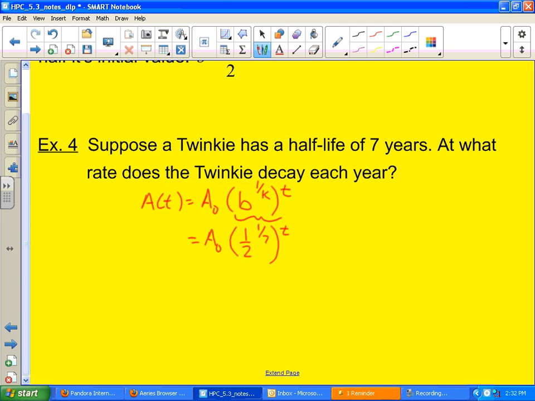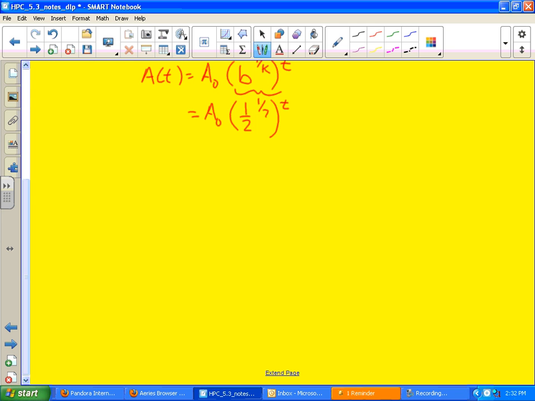And so remember that in this formula, the B to the T over K is the same thing as our 1 plus or minus my R. So somebody is going to tell me what 1/2 to the 1/7 is. 0.905. And that is equal to what? 1 plus or 1 minus R? Because it's less than 1, it's a decay, so I have a 1 minus R there.